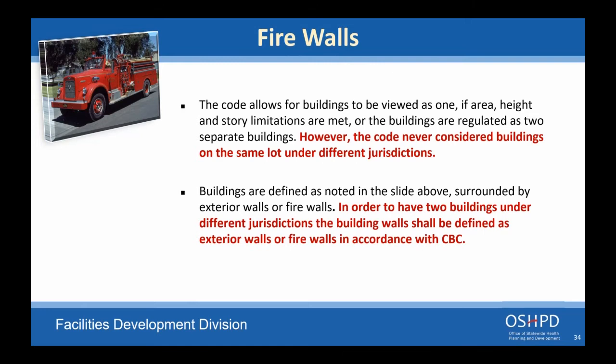Okay, the code allows for buildings to be viewed as one if the height, area, and story limitations are met. However, they've never considered buildings on the same lot under different jurisdictions. It's always been under the same jurisdiction, either the locals or under OSHPD. So buildings are defined as noted in the previous slides, surrounded by exterior firewalls. In order to have two buildings under different jurisdictions, the building walls shall be defined by the exterior walls or firewalls in accordance with the CBC.